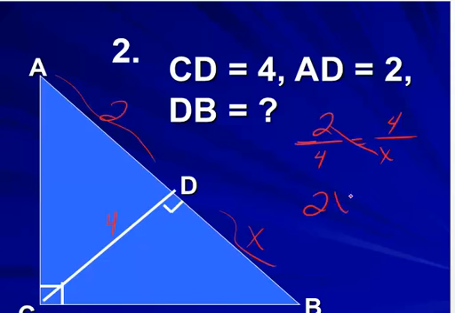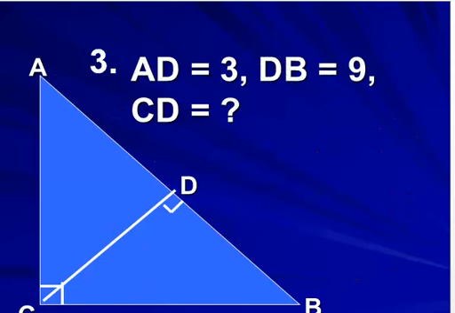Cross multiplying, we have that 2x is 16. And if we divide by 2, we find that x is 8. So again, we're using the geometric mean, what we talked about in the previous chapter.